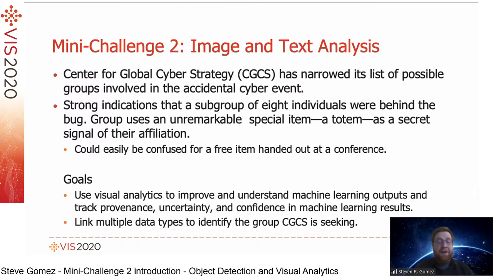So the scenario for MC2 is that we've got our Center for Global Cyber Strategy, and it's looking for a group of people who might have been involved in this accidental cyber event that took down the internet. So they've got info on about 40 people, and they believe that 8 of those people might have been behind this incident.